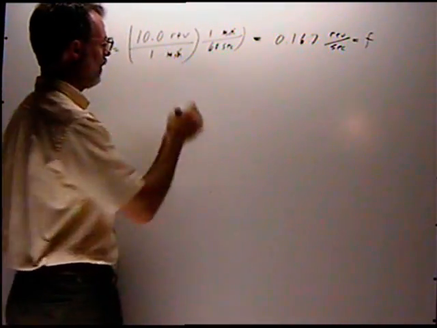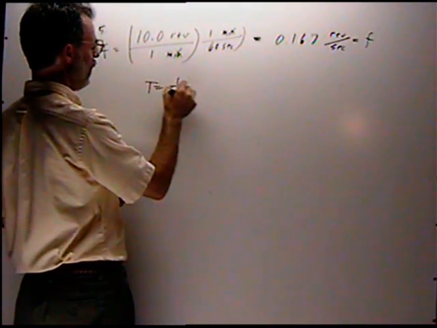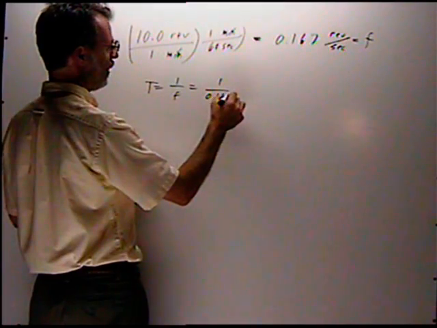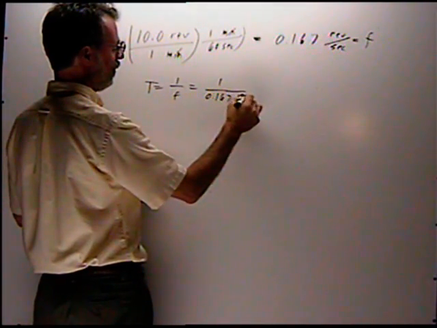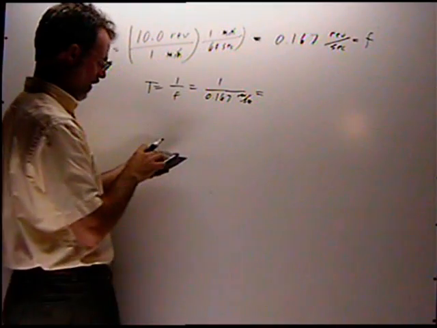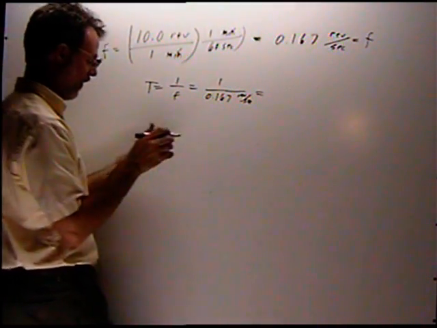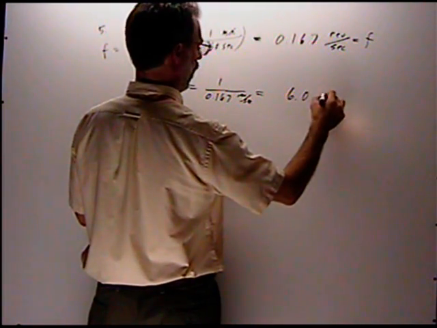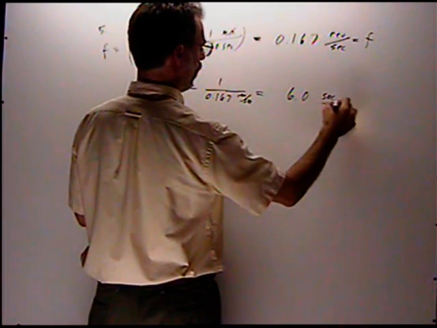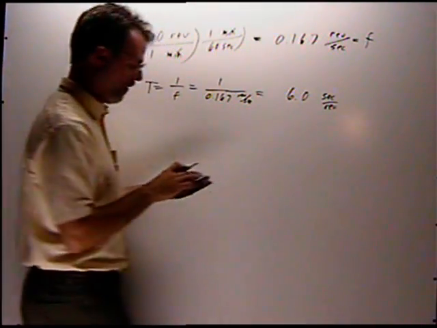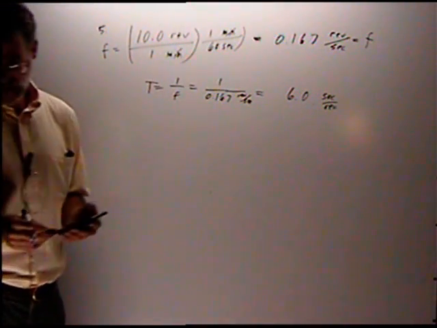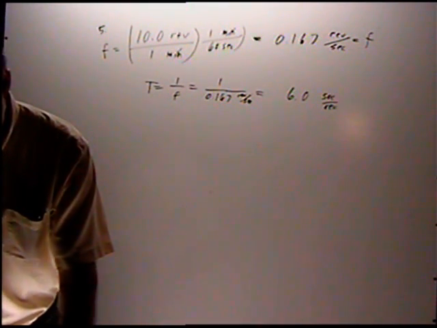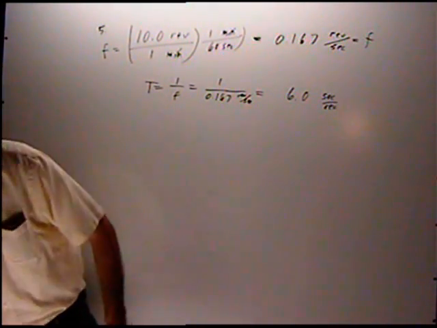And then it asks for the period. The period is 1 over the frequency, 1 over 0.167 revolutions per second. We take the reciprocal of that, and we get 6 seconds, and it's really per revolution, or we just say the period of 6 seconds. Okay, let me erase this.